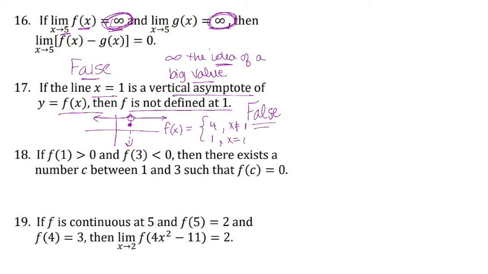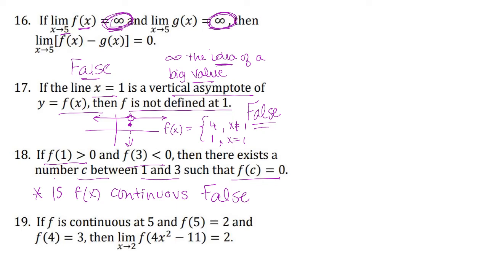So again, that's going to be false. Not many things we can assume here. Number 18: if f at 1 is positive and f at 3 is negative, then there exists a number c. Oh, this is very tempting, but is our function, let's just call it f of x, continuous? We were not told it was, so this is going to have to be false. Very tricky. All right, let's look at number 19.